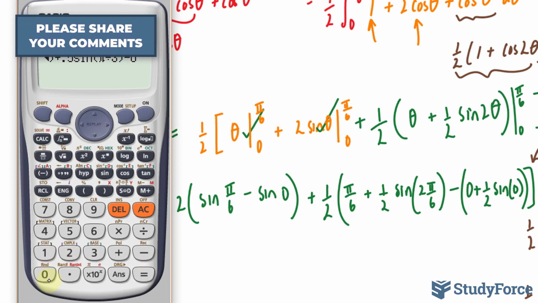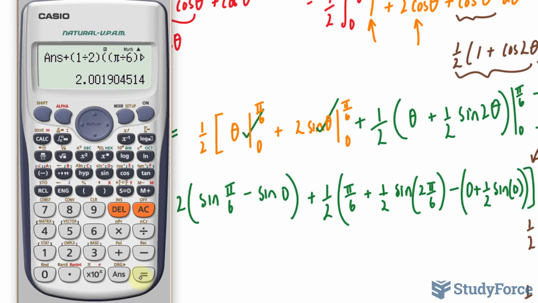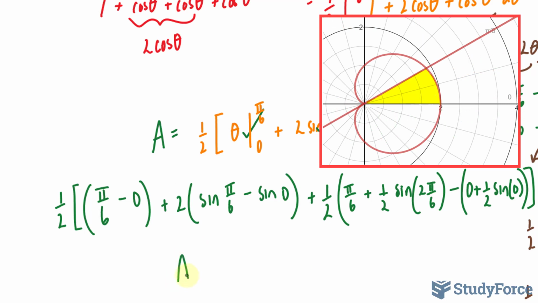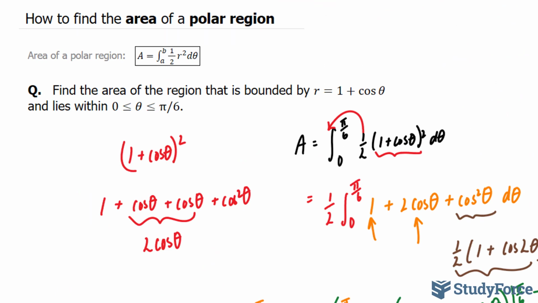I'm going to close the brackets here, and I end up with 2. I'll multiply that by half, which gives me 1. Therefore, my area, bounded between 0 and pi over 6, is approximately equal to 1. And there you have it. That is how to find the area of a polar region.